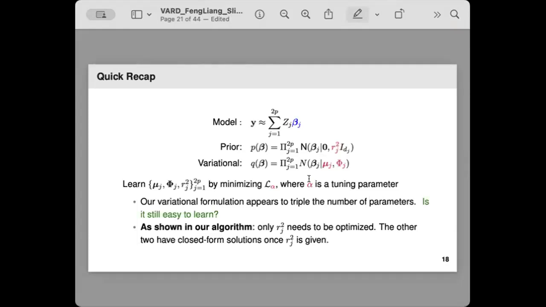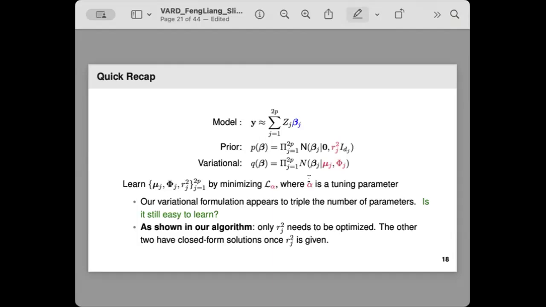Now, let's take a moment to recap our setup and what we aim to optimize. We model the response as a linear combination of those Zj's. We place an independent normal prior on beta j with unknown variance and use a variational distribution with additional parameters on the mean and covariance matrices. So for each component j, we need to estimate three quantities colored in red: the prior variance Rj squared, the variational mean mu j, and the variational covariance matrix phi j. We do this by minimizing the ELBO, which depends on our tuning parameter alpha.